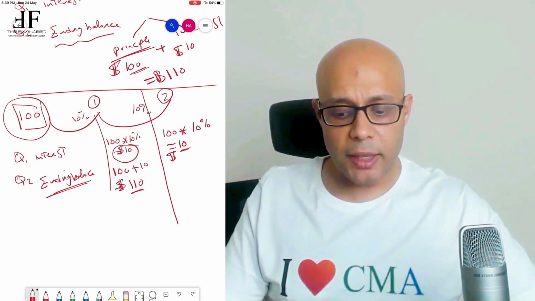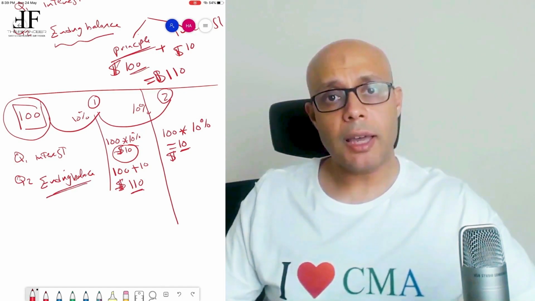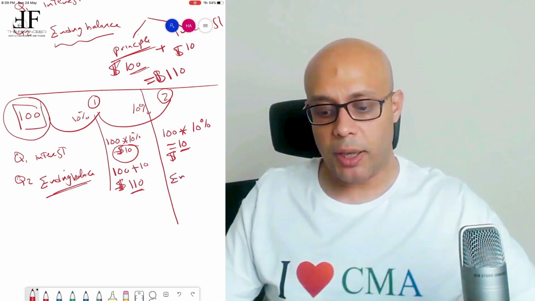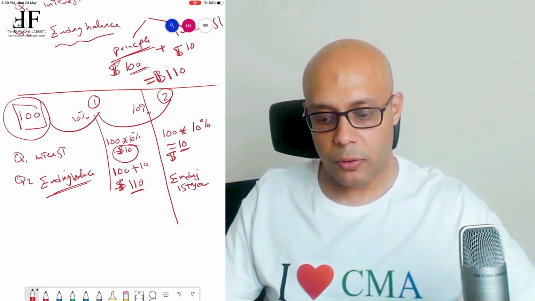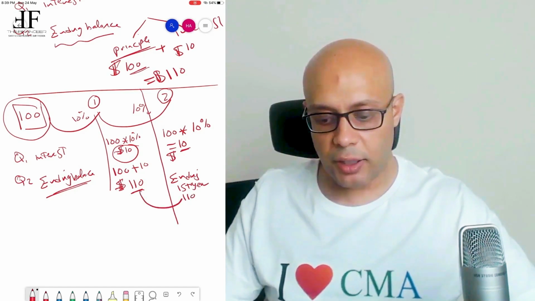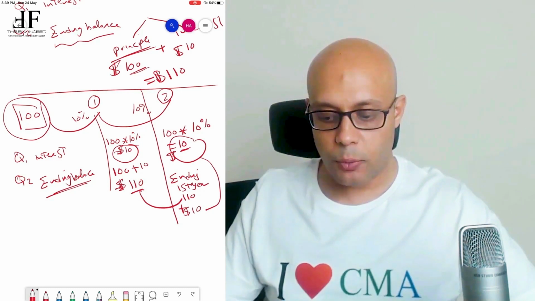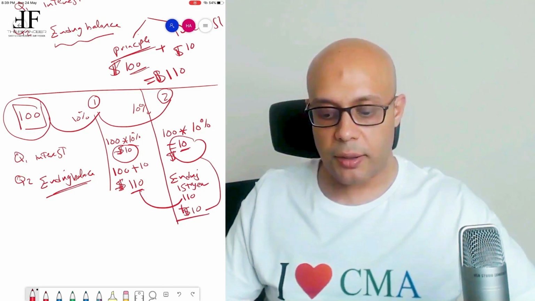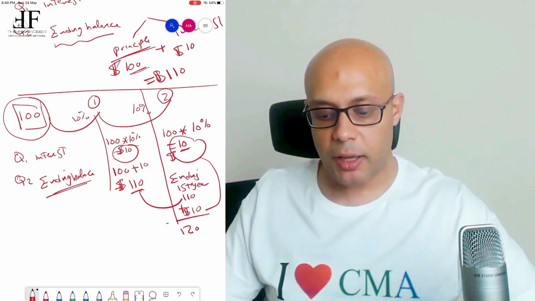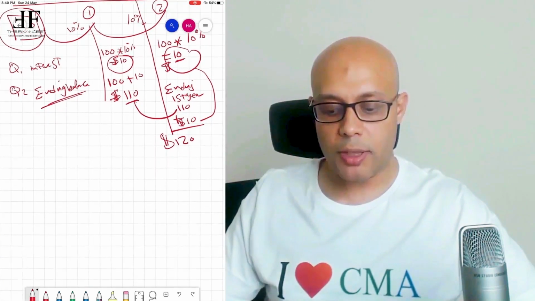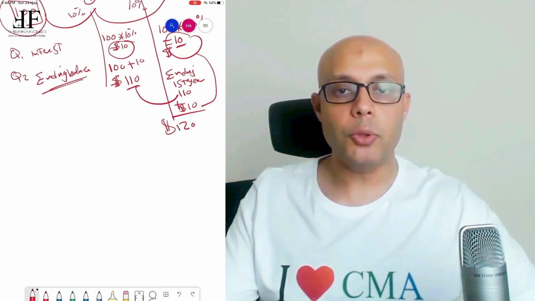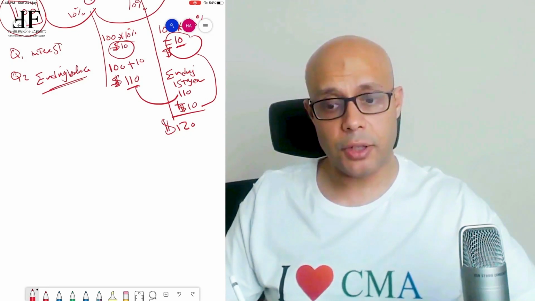Okay, when it comes to the ending balance at the end of the second year, it will be the ending of the first year, which is 110, plus the interest of the second year, which is $10. So the final ending balance will be $120. This will be the ending balance in your account at the end of the second year.